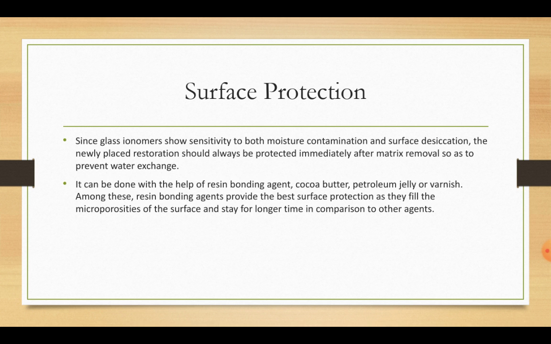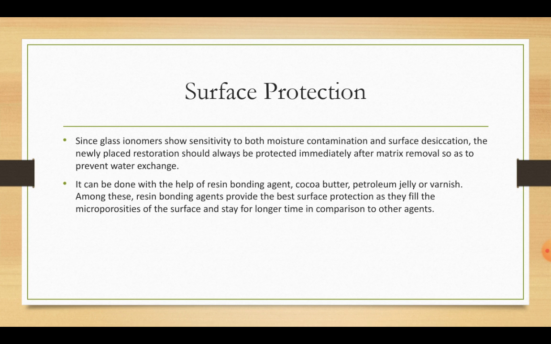So, it is very important that immediately after matrix removal, when the restoration is placed inside the cavity, and after we apply the matrix and take away the cervical plastic matrix strip, we must immediately protect the restoration with the help of a surface protecting agent so as to prevent any kind of water exchange. This can be done with the help of resin bonding agent, cocoa butter, petroleum jelly or varnish.